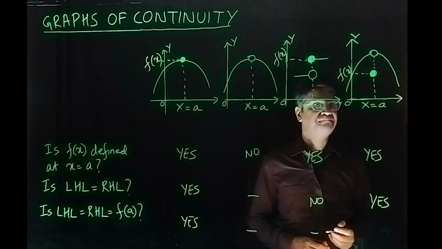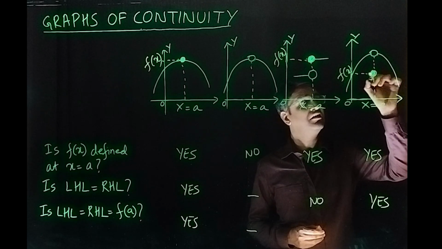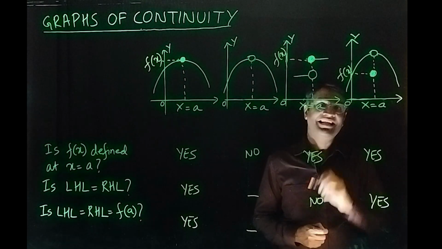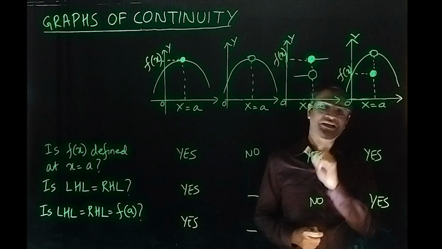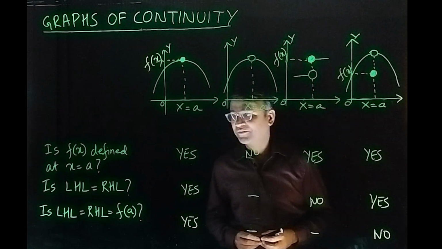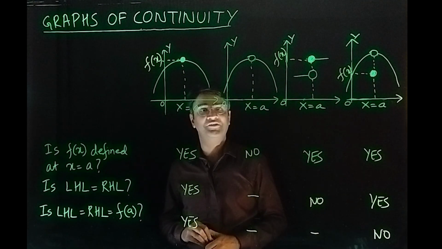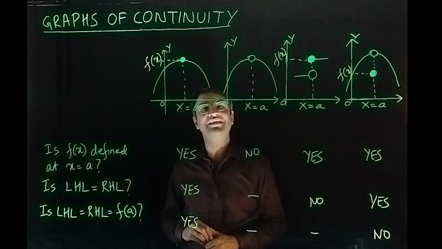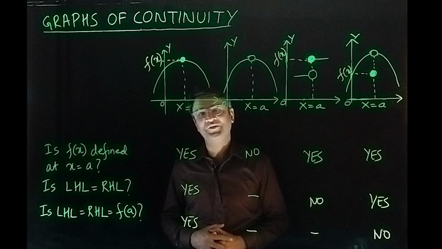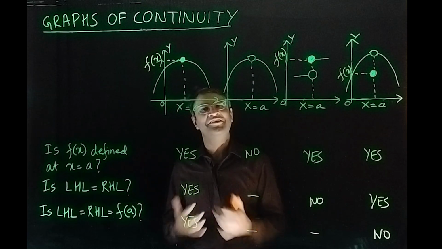What about this one? LHL equals RHL, that's fine. But the dark circle does not lie on the curve. What does that mean? LHL equals RHL but not equal to f(a). So the answer is no. So from these graphs, we see only the first one satisfies all the three conditions and we can claim this to be continuous.